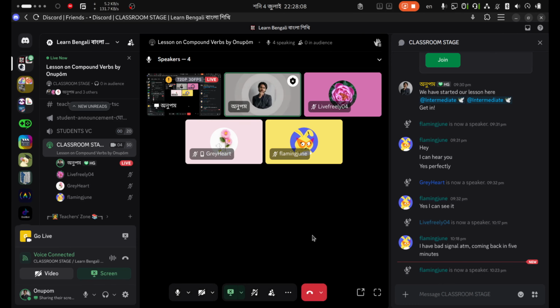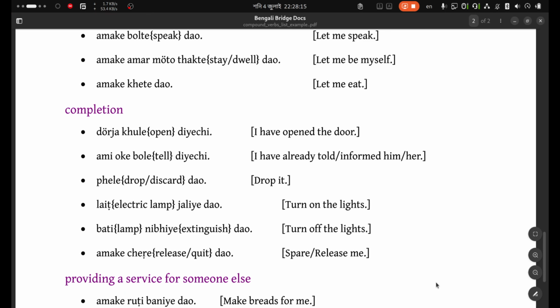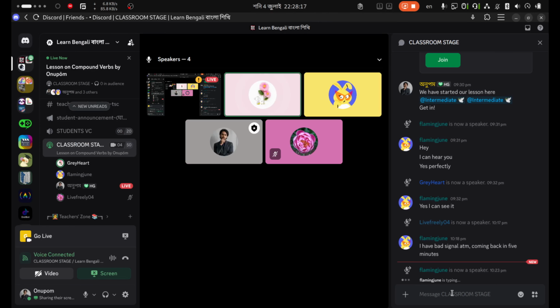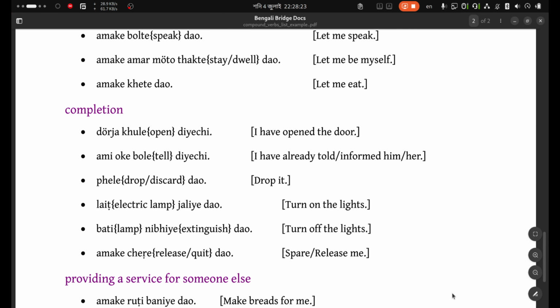Do you have any question? I have one actually, about this idea of completion. Can you make an example with both dewa and fela? I mean, what's the difference between them in the sense of completing something, completing an action?